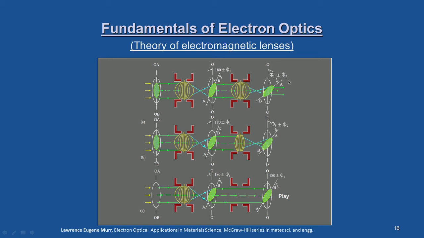So, this is the primary difference between the light optical system or electrostatic system with electromagnetic system. You have image rotation takes place. We will see the consequence and the importance of this image rotation when we deal with transmission electron microscopy, which I will deal with later.